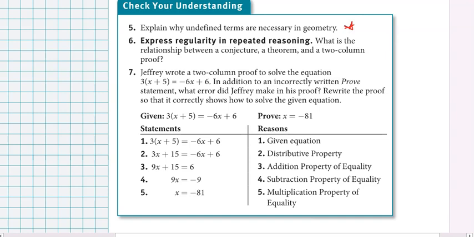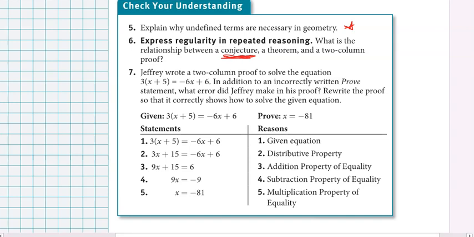For number 5, what is the relationship between a conjecture, a theorem, and a 2-column proof? So a conjecture is a statement that you believe to be true. A theorem is accepted as true, and a 2-column proof is basically proving something using deductive reasoning.